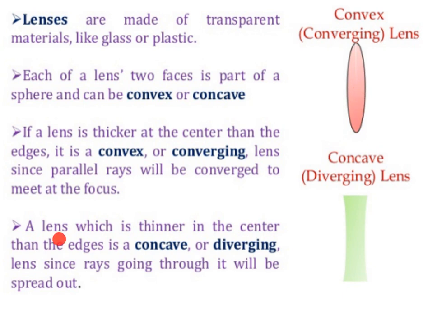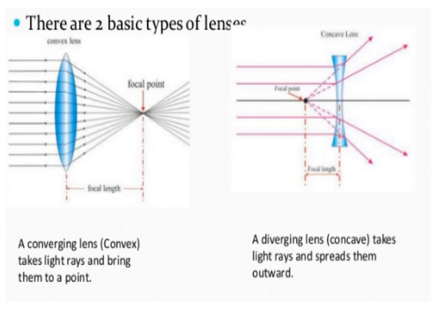Then a lens which is thinner in the center than the edges is concave or diverging, since rays going through it will be spread out. So a lens which is thinner in the center than the edges, where the edges will be thicker as compared to the center, is called a concave or diverging lens. These are the two basic types of lenses: converging lens and diverging lens.